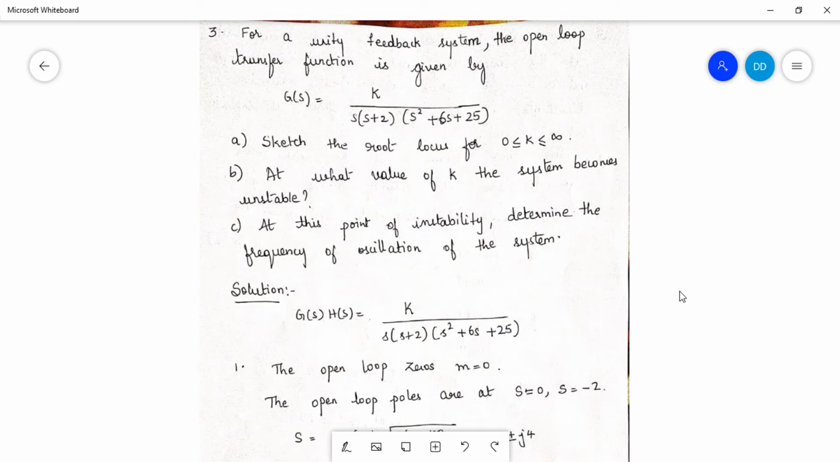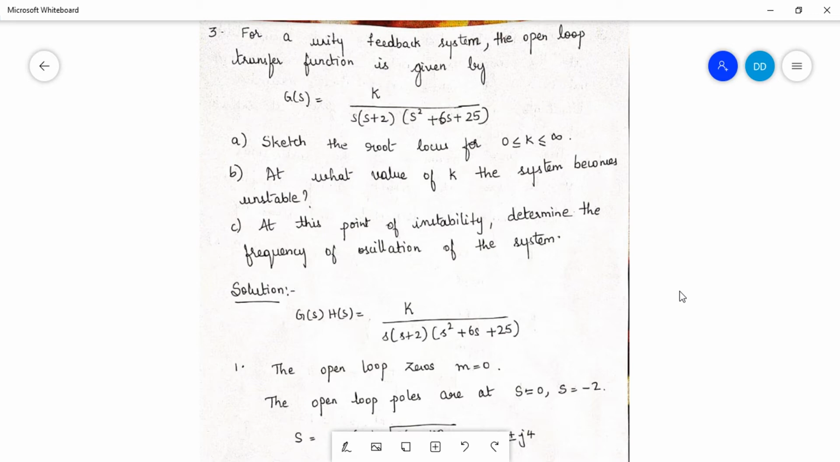So the question is, for a unity feedback system, the open loop transfer function is given by G of s equal to K by s into s plus 2, s square plus 6s plus 25. We need to sketch the root locus for K varying from 0 to infinity, and we have to check at what value of K the system becomes unstable, and the last one is we have to find the frequency of oscillation of this system.